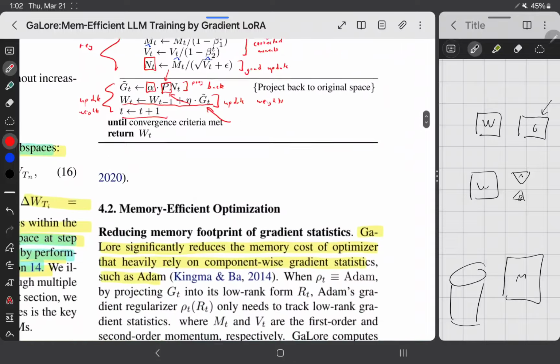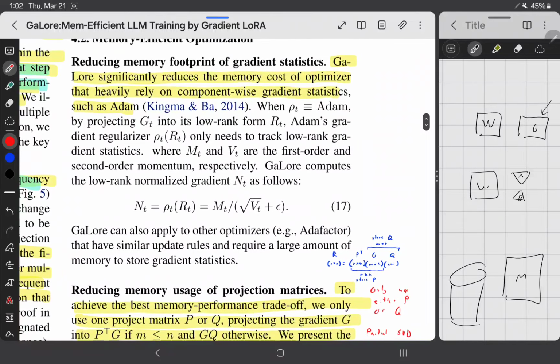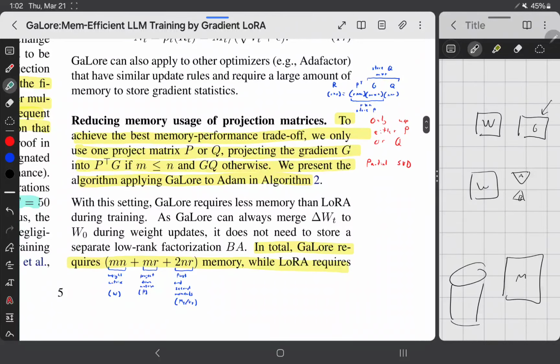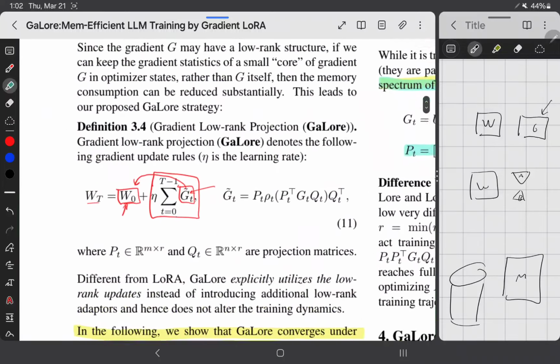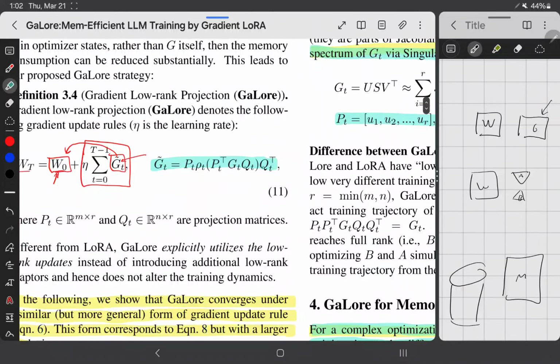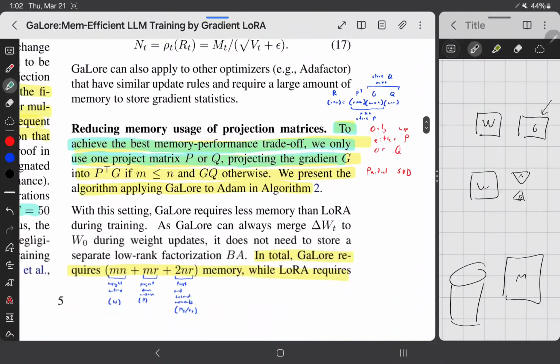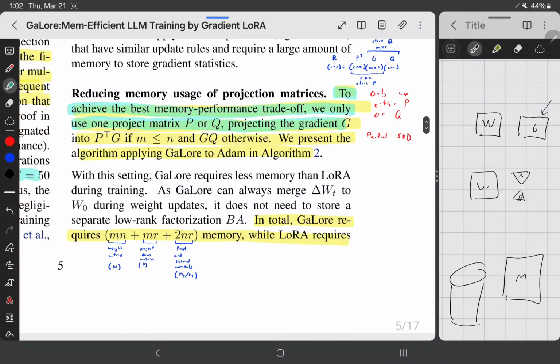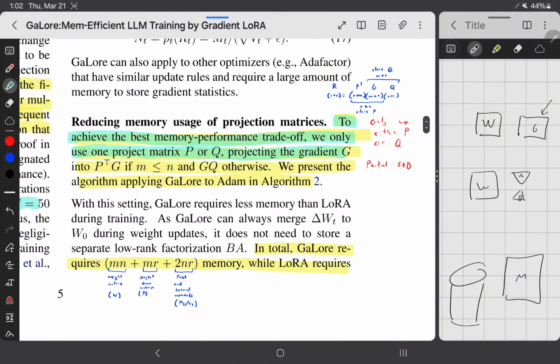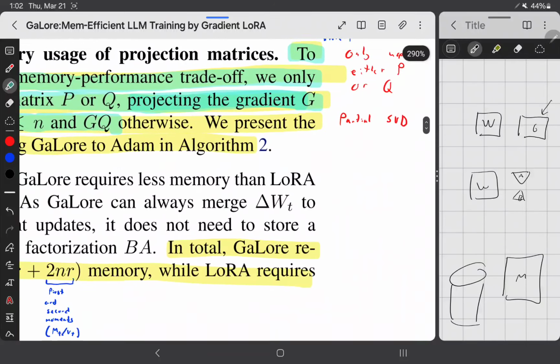So in this case, we only use P. They mention down here why you do that. "To achieve the best memory performance trade-off, we only use one projection matrix, P or Q." So remember that our gradient was composed of both P and Q. So they use partial SVD and only do one part of this. We'll see why in a second, but they only use one projection rather than both projections. They project the gradient into P transpose G if M is less than N.